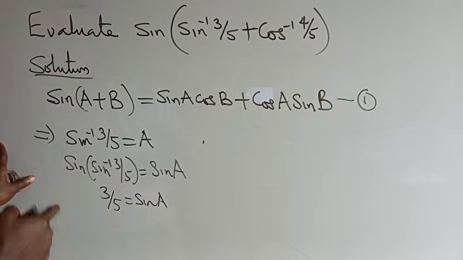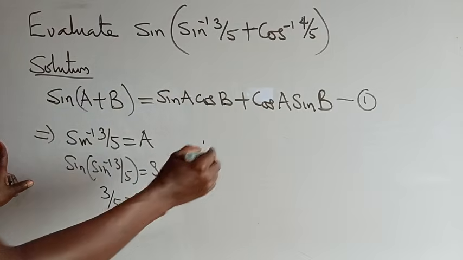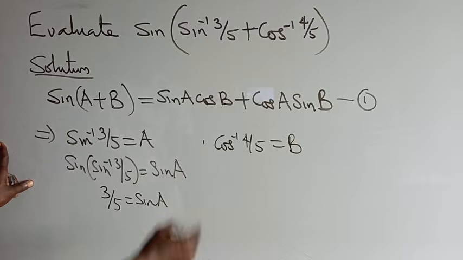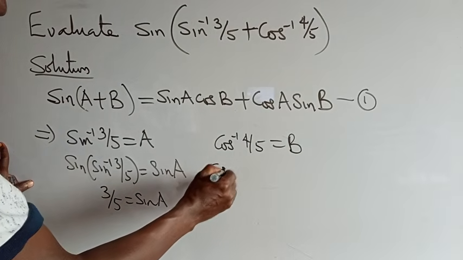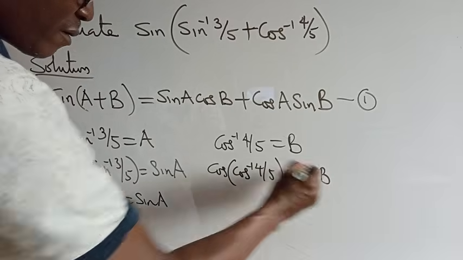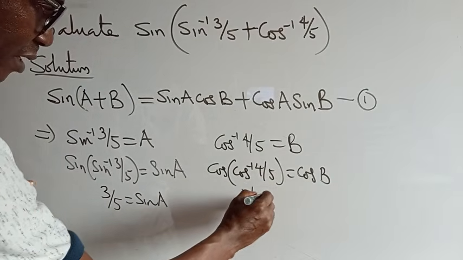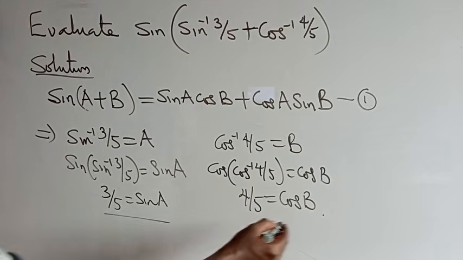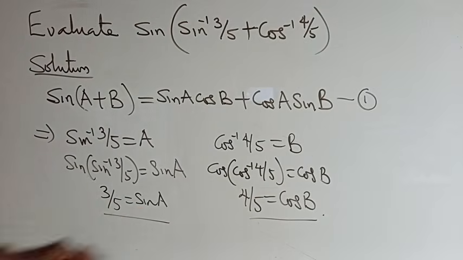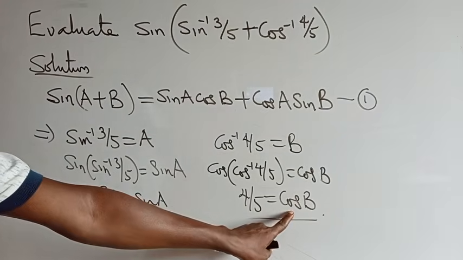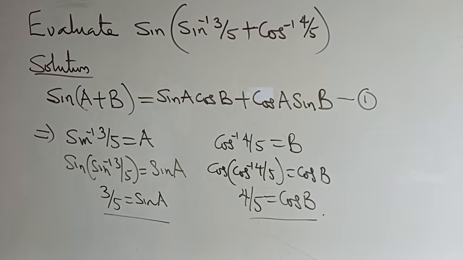Similarly, cos inverse of 4 over 5 equals B. So we take the cos of both sides, and you are going to have 4 over 5 is equal to cos B. Beautiful. Now, don't forget, we have gotten the values of sine A and cos B. We equally need to find the value of cos A and sine B because they also appear in our addition formula.